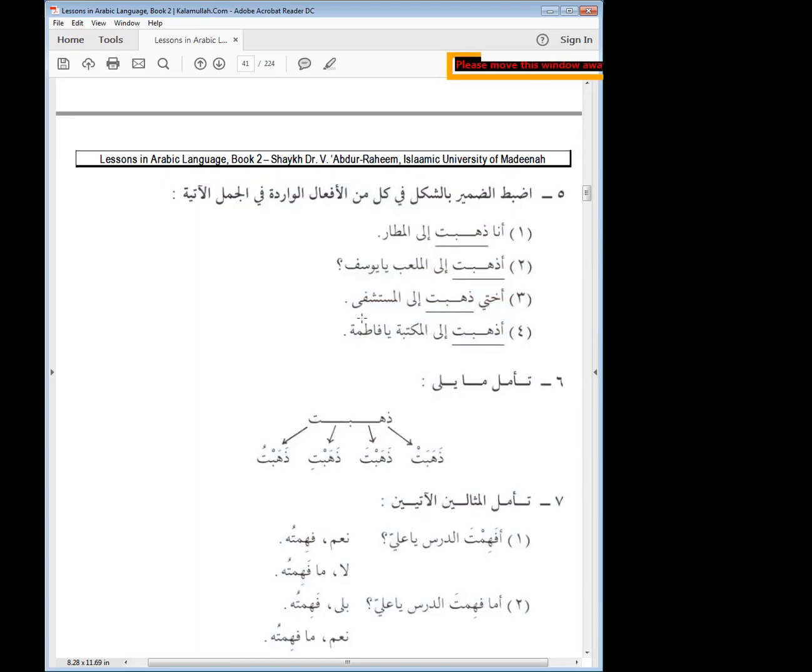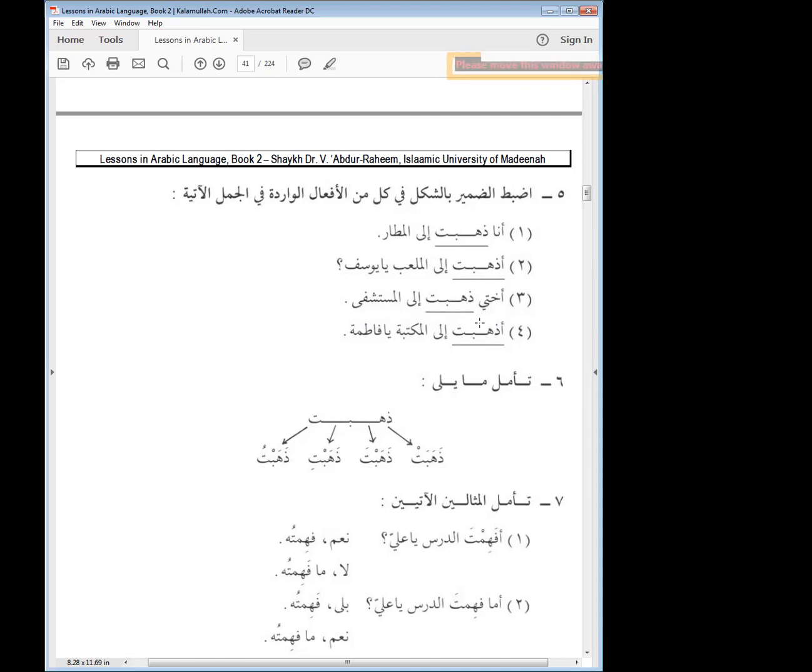Last one: Adhahabti ila al-maktaba ya Fatima. Alright, the author of the book is making it very clear that all four of these words are written in the exact same way. Look at it carefully: dal, ha, ba, and ta. You all see that? Now look at number 6 below: look at what follows.